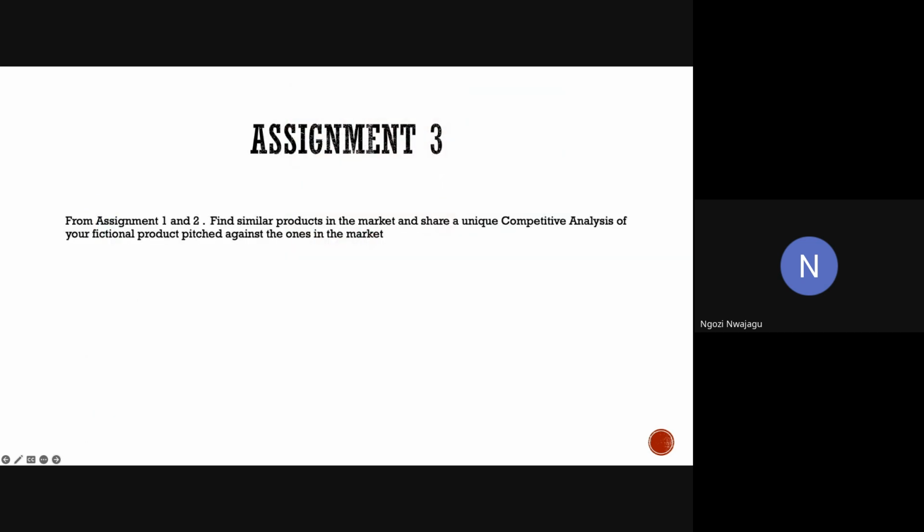Yeah. So before we go, assignment 3. So there are 3 assignments I've dropped. Based on your assignment 1 and 2, create a competitive analysis. I want you to pitch products together based on any criteria you want, and give a competitive analysis of it. It's just basic.